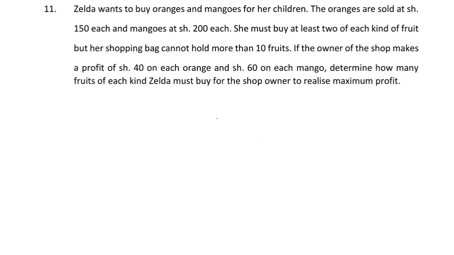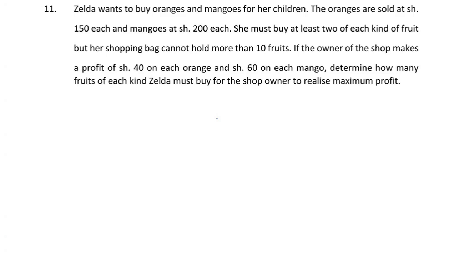Okay, so question number 11. Zelda wants to buy oranges and mangoes for her children. The oranges are sold at 150 each, and the mangoes at 200 each. She must buy at least 2 of each kind of fruit, but her shopping bag cannot hold more than 10 fruits. If the owner of the shop makes a profit of 40 shillings on each orange and 60 shillings on each mango, determine how many fruits of each kind Zelda must buy for the shop owner to realize maximum profit.